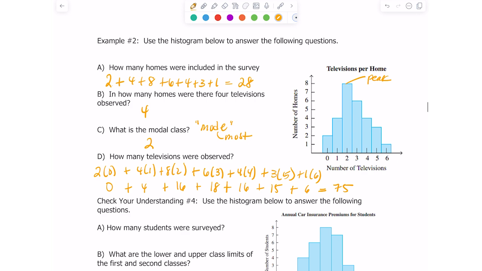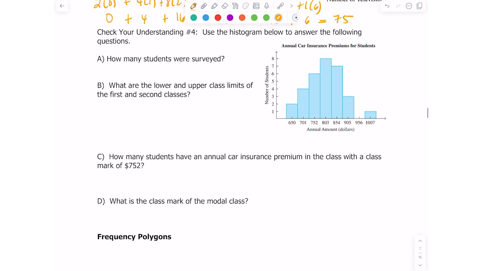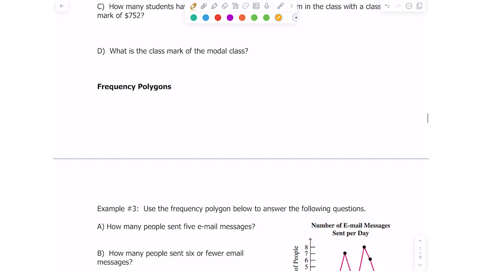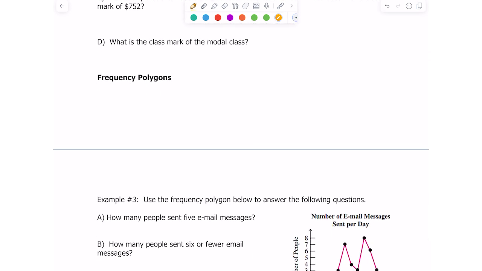The next problem you can try on your own, and then you can unpause the video and move on to frequency polygons. So a frequency polygon is a line graph that is used to visually convey information. You can use a histogram to construct a frequency polygon.